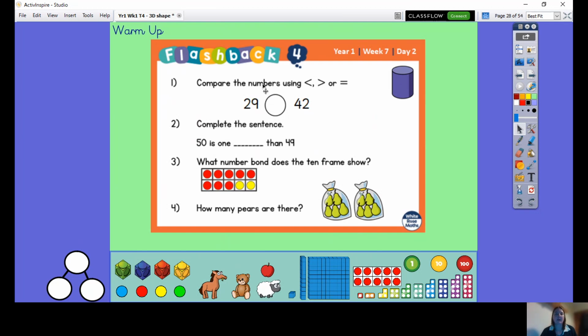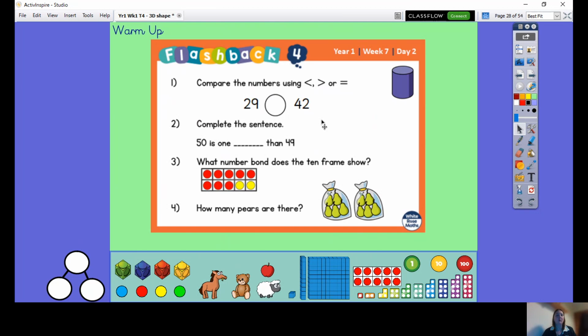So compare the numbers using these symbols. So what are these symbols? This is smaller than, less than. This one is greater than, or the same as. And then you're going to complete this sentence. 50 is one something than 49.